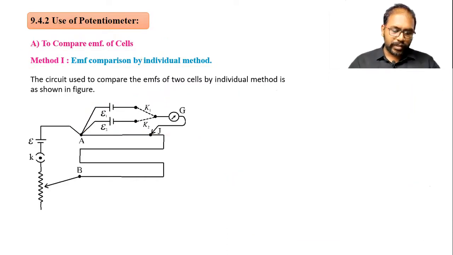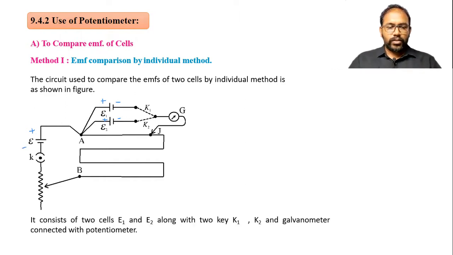You can see here this part. This is plus, this is minus. This is the second battery E2, plus and minus. And this is the driving cell, plus and minus. Now you can see here E1, E2 are the cells, K1, K2 are keys, G is a galvanometer, etc.